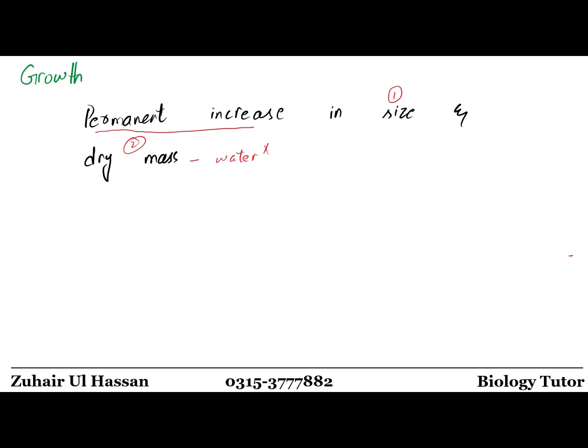For example, the human body consists of almost 70 to 80% water. If we remove this water and then take the mass of that human body, then that mass is known as the dry mass. And if the increase in dry mass and size is permanent, then it is known as growth. Reproduction.